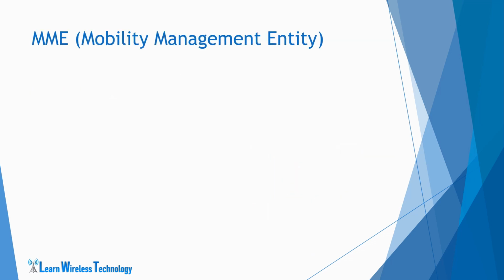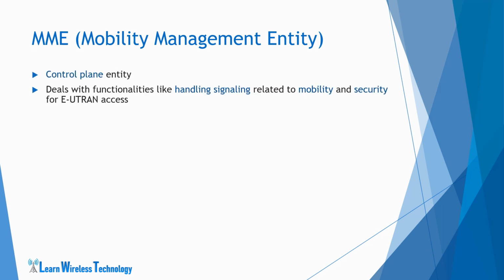MME, or Mobility Management Entity. MME, as we know, is a control plane entity. It deals with control plane functionalities to handle the signaling procedures related to mobility and security to provide EUTRAN access. Let's look at the list of functions supported by the MME. NAS signaling and security. These are the major and important functions that MME is responsible for.